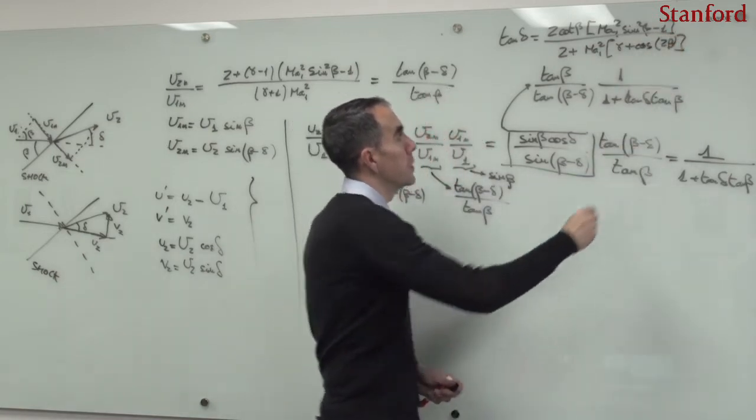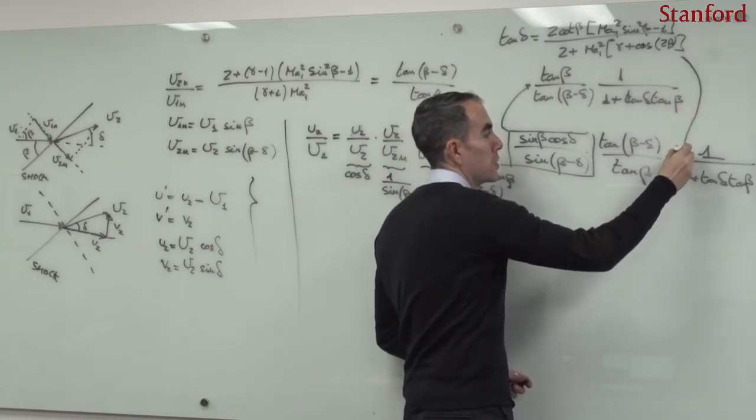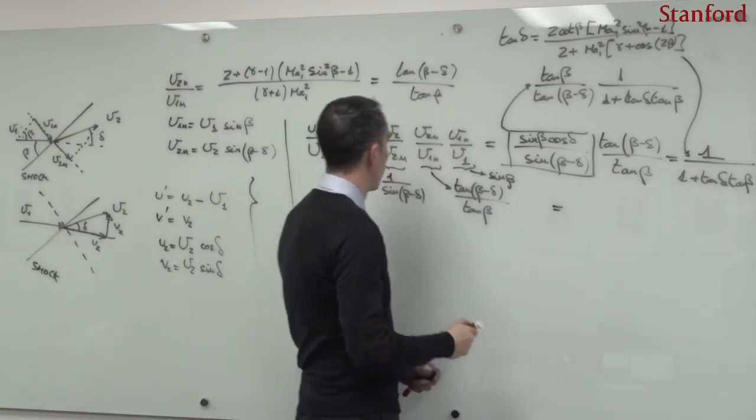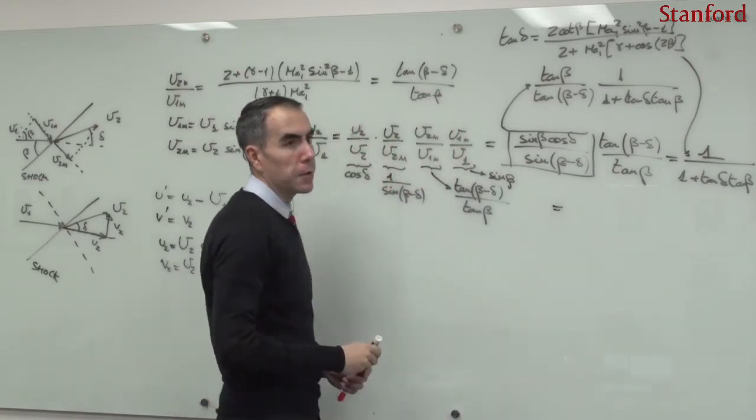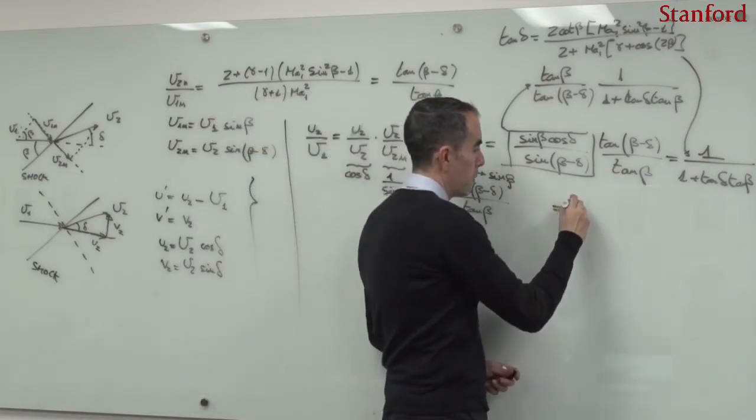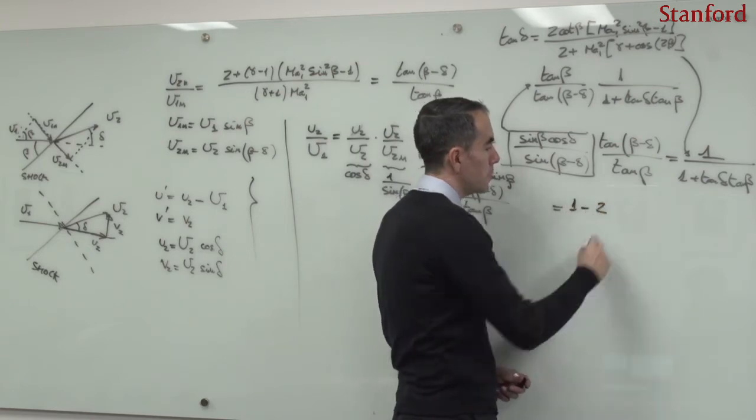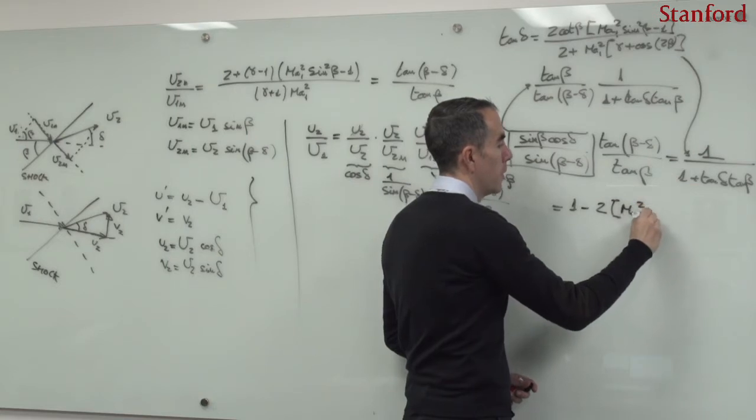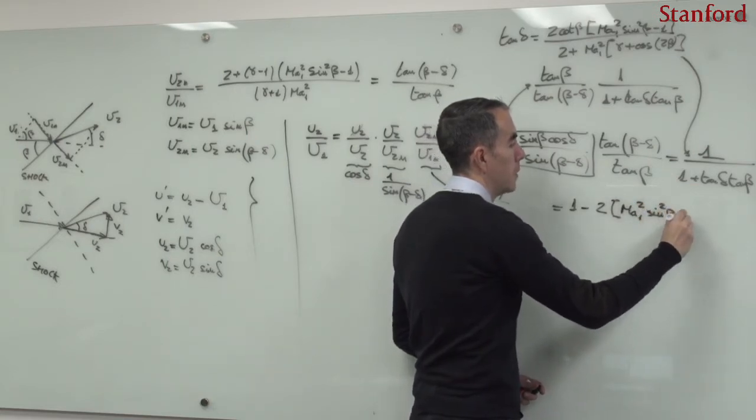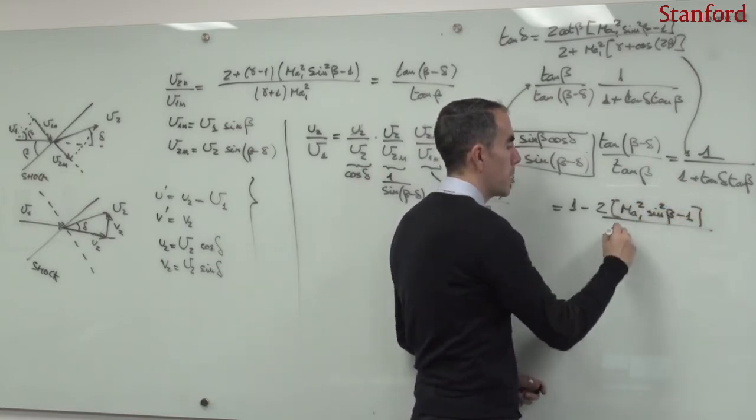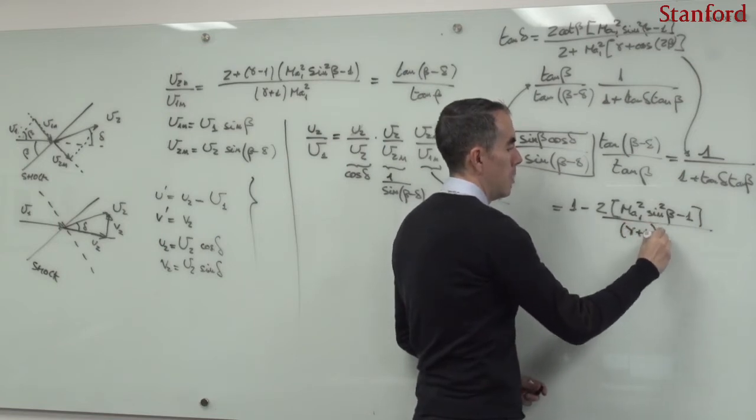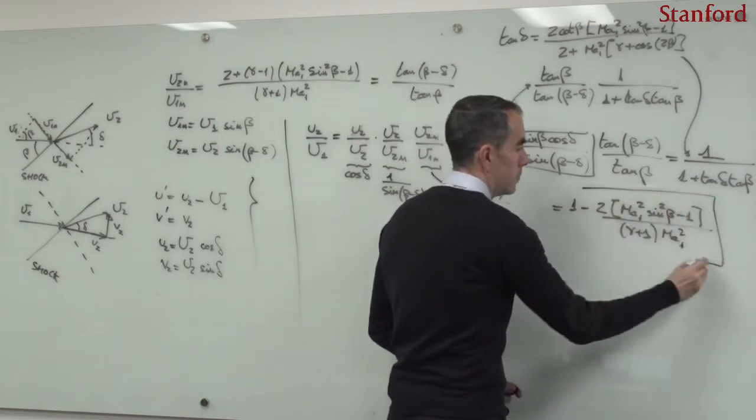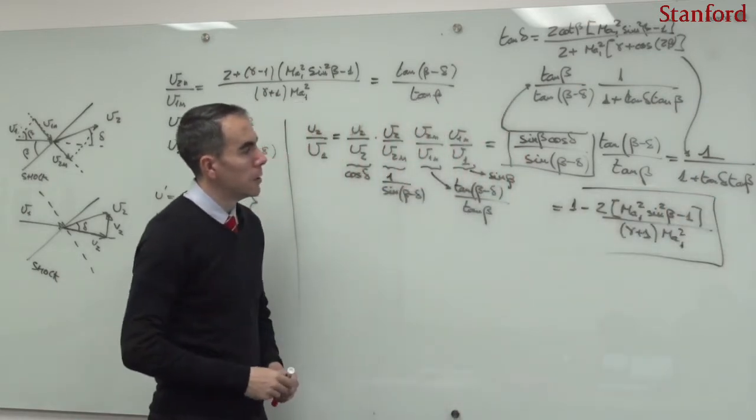One can insert this tangent of delta into this expression and then obtain that this horizontal velocity component of the post-shock gases can be written as 1 minus 2 multiplied by (Mach 1 squared sine squared of beta minus 1) divided by (gamma plus 1 multiplied by Mach 1 squared). Right?